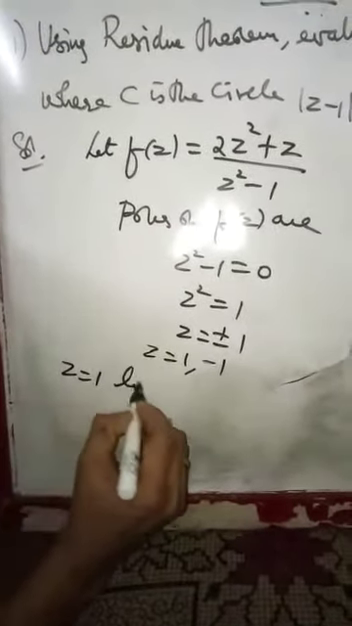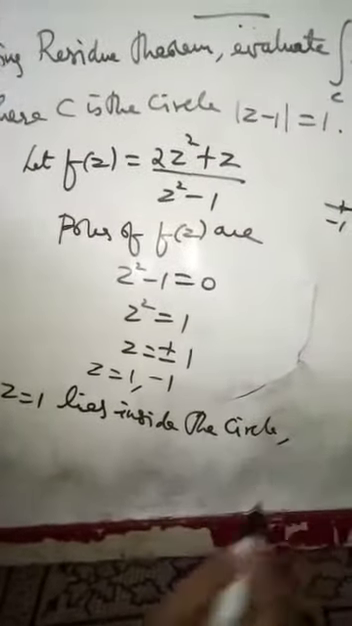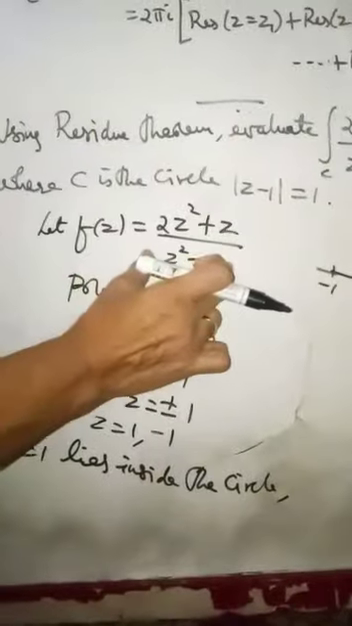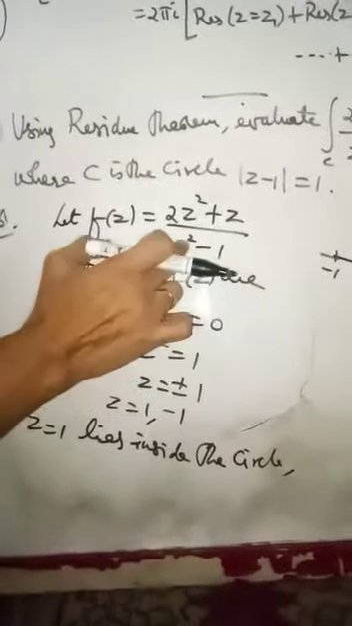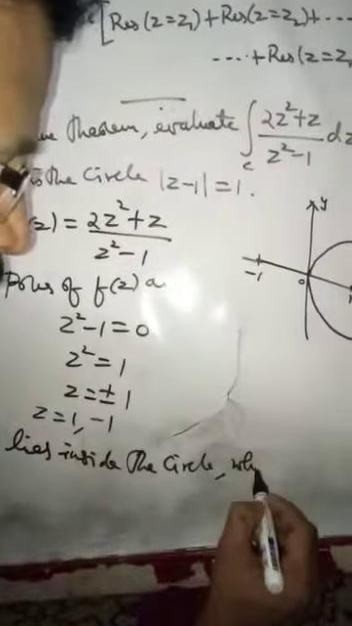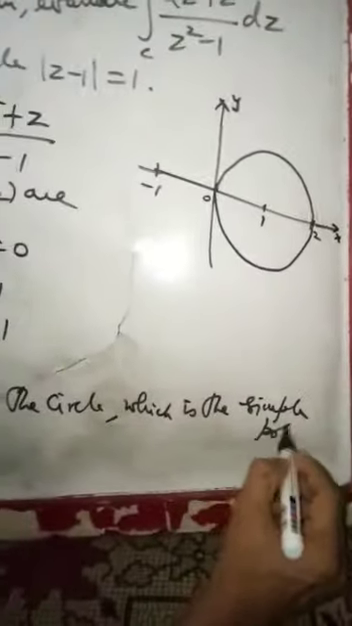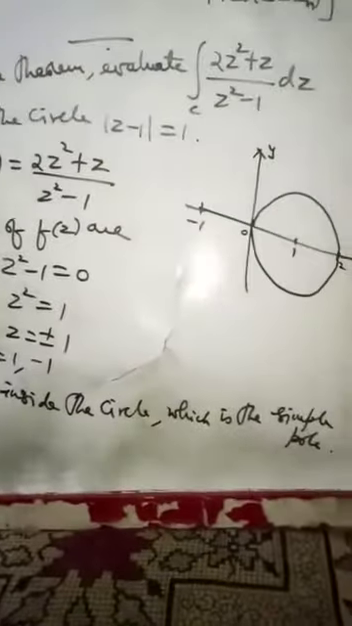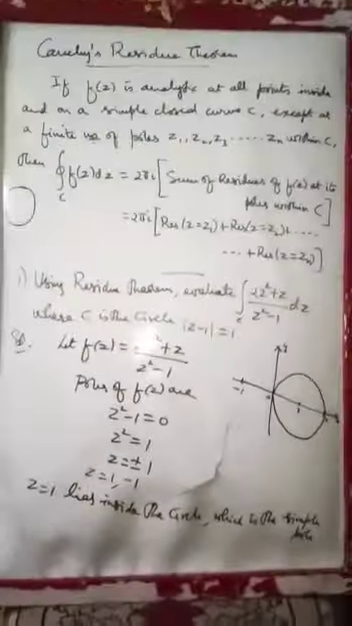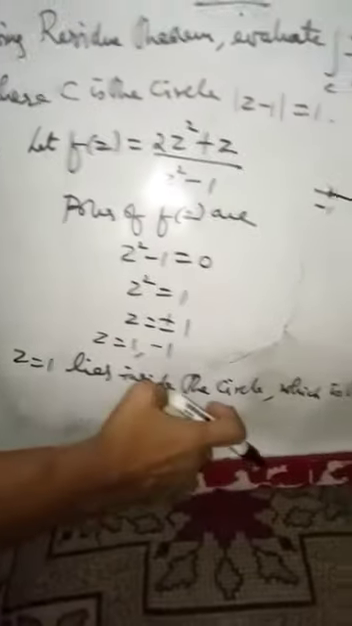So z equal to 1 lies inside the circle, and which is what? You see this factor power, you have to see the factor power, not this degree. Okay, this factor power. Power is what? 1. If it is power 1 means what? Which is the simple pole. Simple pole or pole of order 1. Clearly. So z equal to 1 lies inside the circle, which is a simple pole. Okay. Now you have to find the residue for this pole.